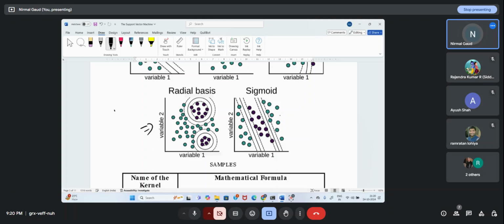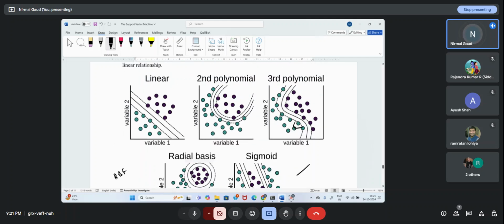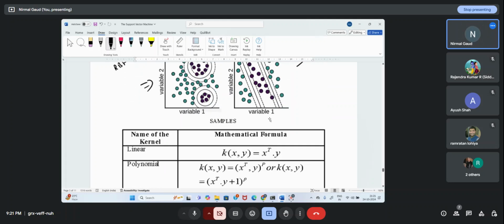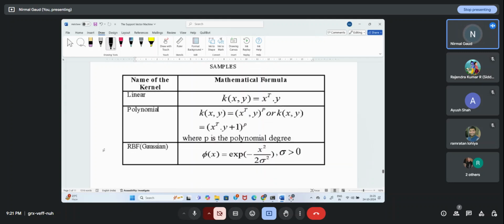By default, in SVM we have RBF only for classification. This is sigmoid. This is linearly separable, the easy case. This is polynomial, 2 degree, 3 degree. This is RBF, this is sigmoid. And here are the equations. For linear, we can have this equation. For polynomial, we have this equation, that means linear to the power degree. And this is Gaussian or RBF.